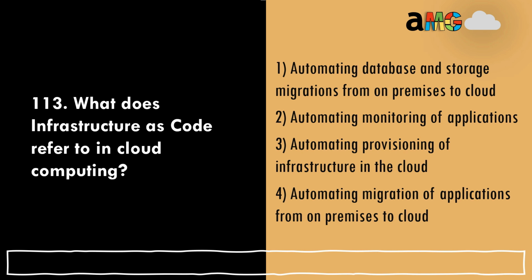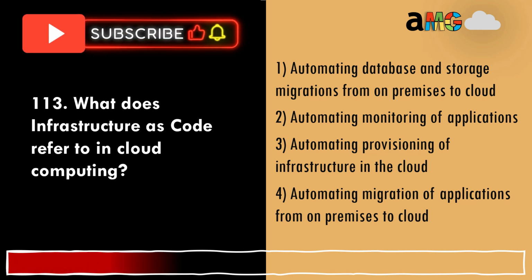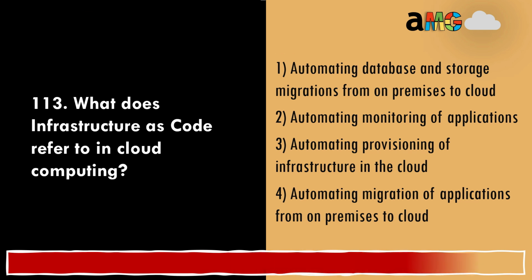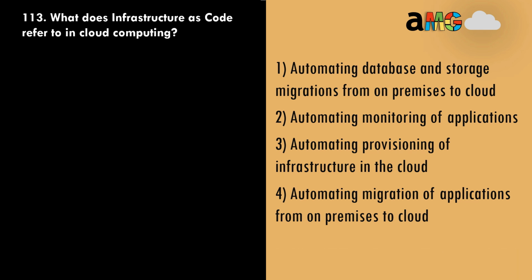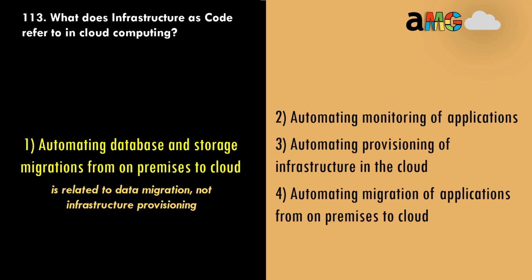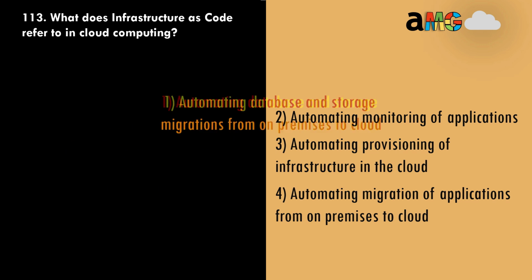All right. Question 113. What does infrastructure as code refer to in cloud computing? You have the options. Your time starts now. Okay, time up. Now let us analyze the answers. Option 1, automating database and storage migrations from on-premises to cloud is related to data migration, not infrastructure provisioning. Okay, so this is the wrong answer.